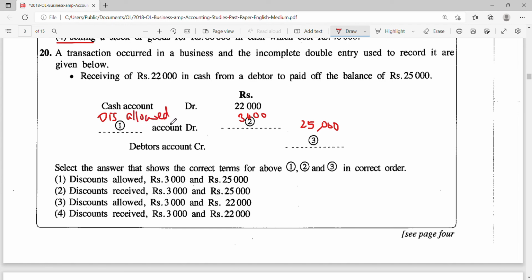Now if you are receiving a discount from your creditor, to you it is discount received. Okay. Now this double entry is passed in your business. So for you it is discount allowed. So the correct answer here is 1 is discount allowed, 2 is 3,000, 3 is 25,000.